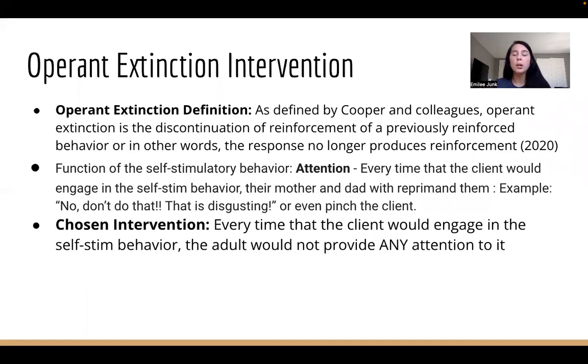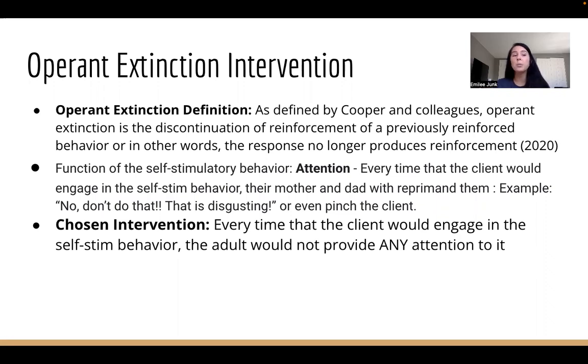So we are looking at an operant extinction intervention. The definition is defined by Cooper and colleagues. Operant extinction is the discontinuation of reinforcement of a previously reinforced behavior, or in other words, the response no longer produces reinforcement. So the function of the self-stimulatory behavior we have found out is attention.